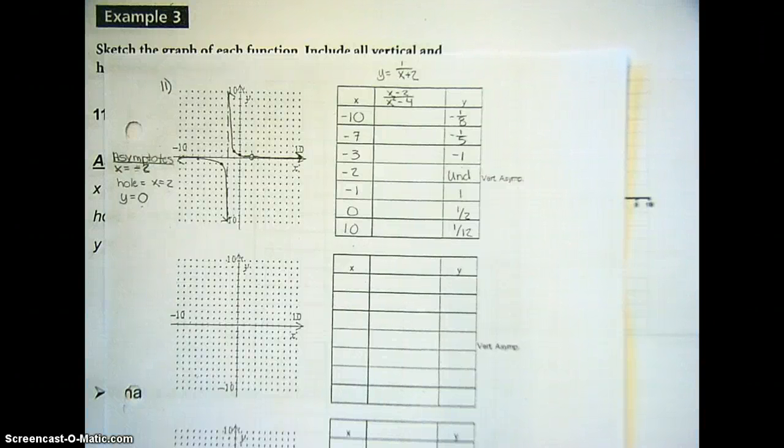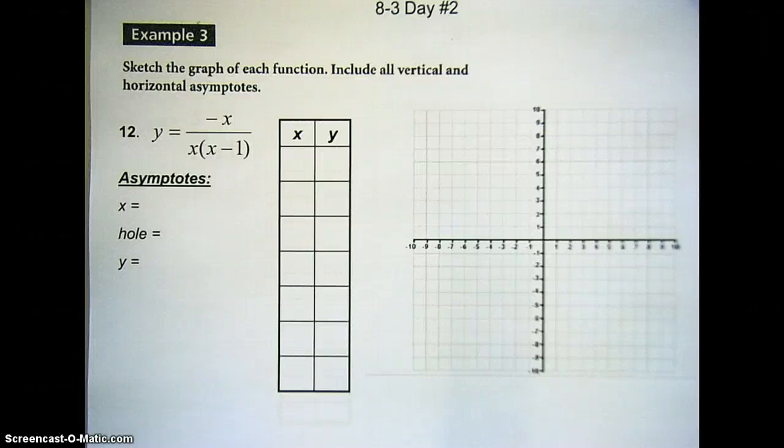Well done. Since no questions on number 11, let's move on to number 12. Everyone give that one a go. I want you to fill out your asymptotes, your hole, your table, and try to graph it. Ready, go.